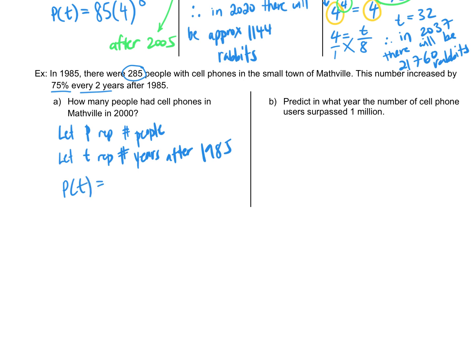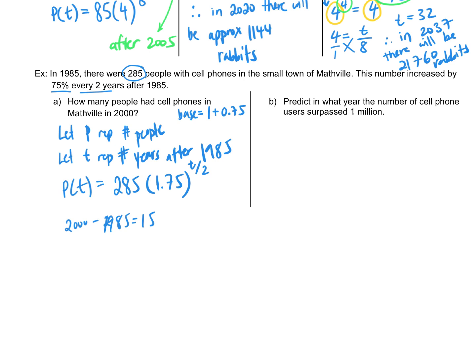So the initial population was 285. We're increasing by 75%, which means for that base, I'm going to take 1 and I'm going to add 0.75. So I'm taking that 75% and dividing it by 100 to get 0.75. I add those up, and there's my base of 1.75. And this rate is every 2 years. So I'm going to go to the power of t over 2. And now with that 2000, that means time has to be 2000 minus 1985, which is 15 years.